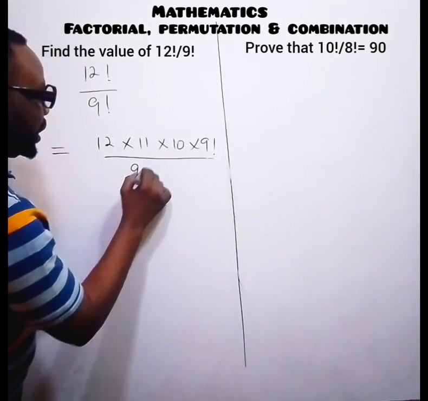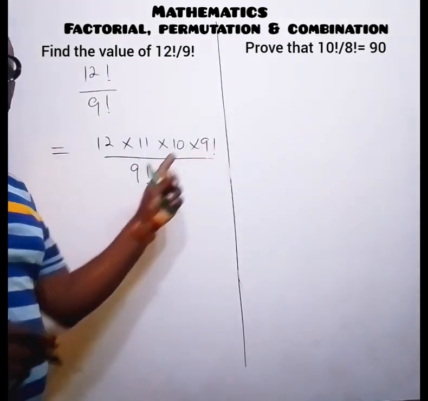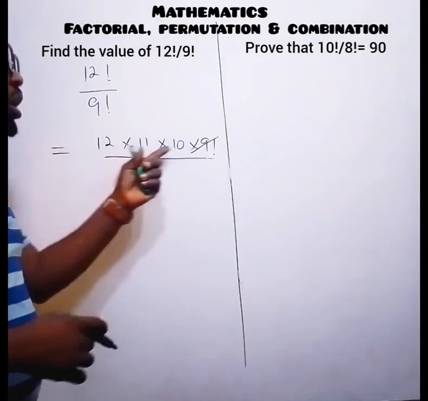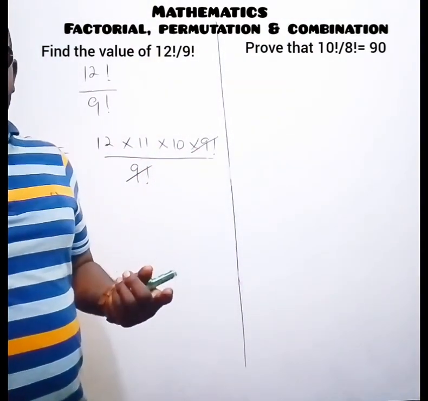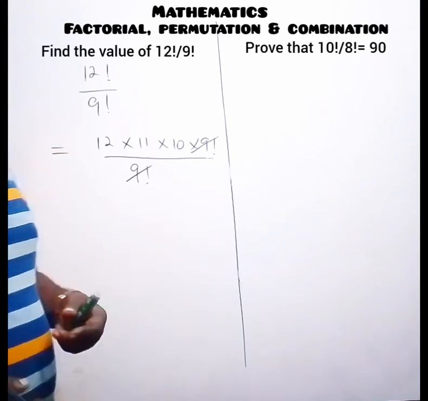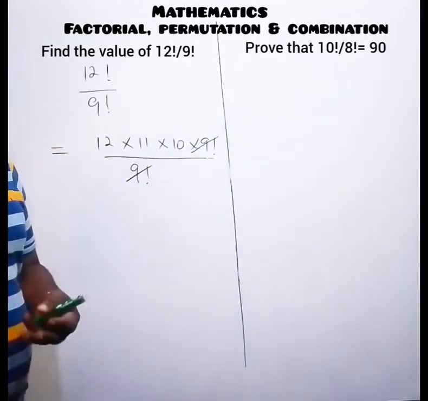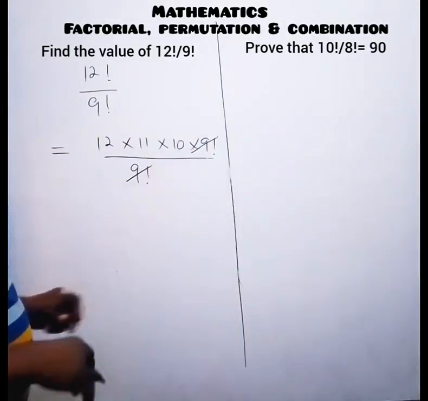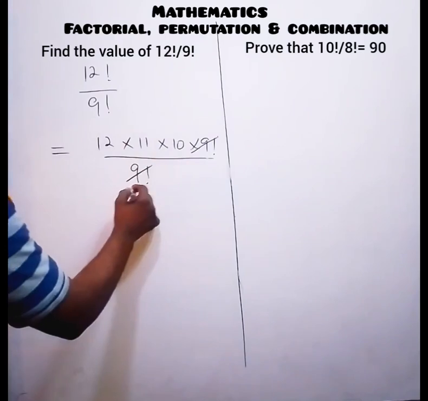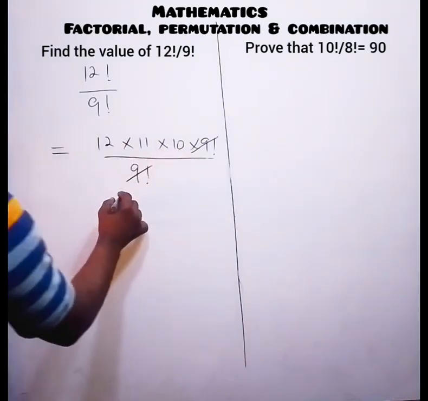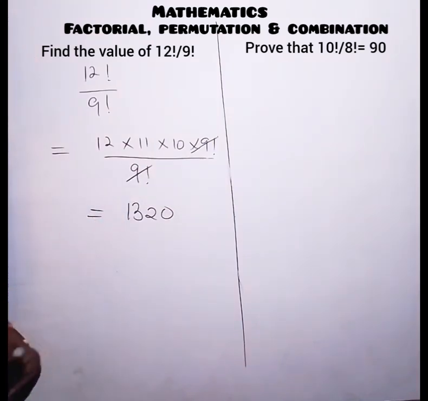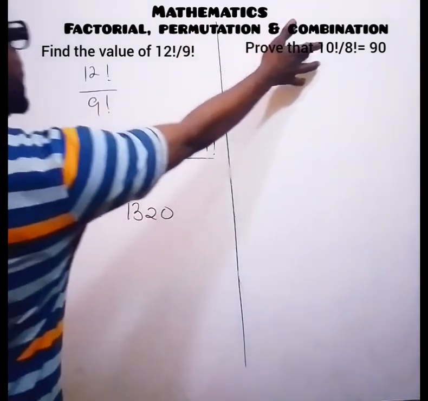Over 9 factorial. Since they have the same value, they can cancel out. Since what you have at the numerator are multiplied with one another, you can cancel them out. But if they are subtracted or added with one another, you know that you cannot do that. So we are having 12 times 11 times 10. That one will give us 1320. So the final answer is 1320.